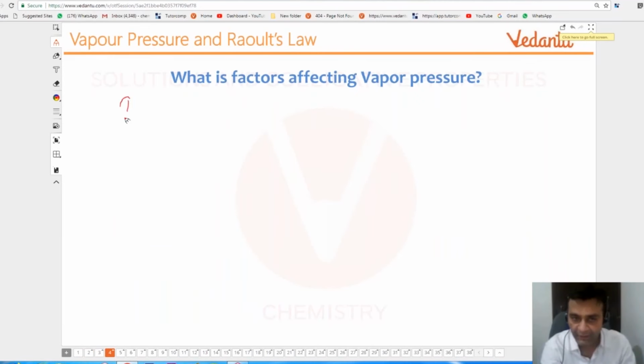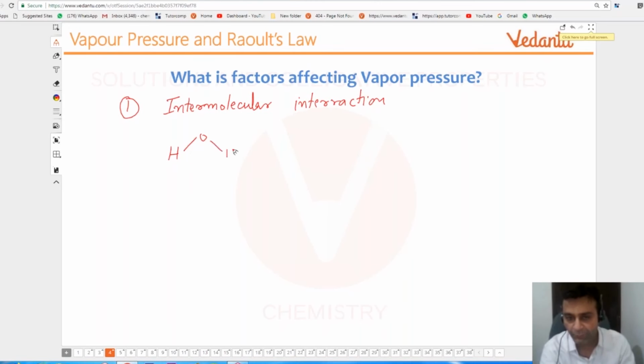Number one factor that affects the vapor pressure is intermolecular interaction. The stronger the intermolecular interaction, the fewer vapors are formed and the lower is the vapor pressure, right? Suppose I have water and I have acetone. Can you tell me, out of acetone and water, which has the stronger intermolecular force of attraction?